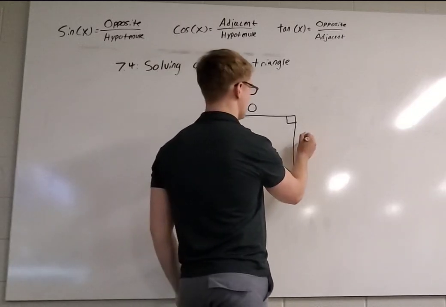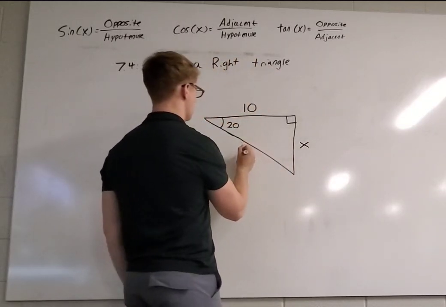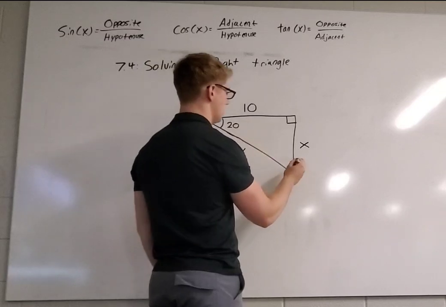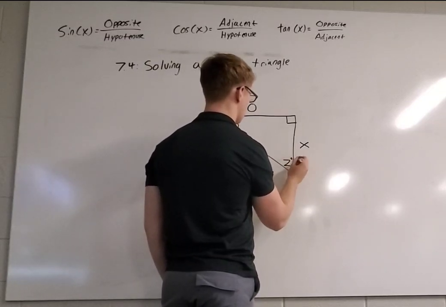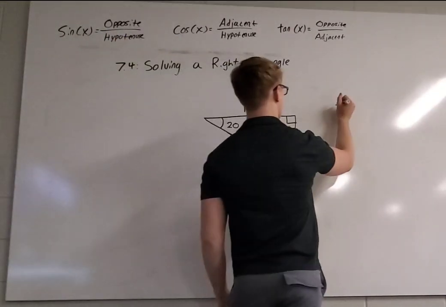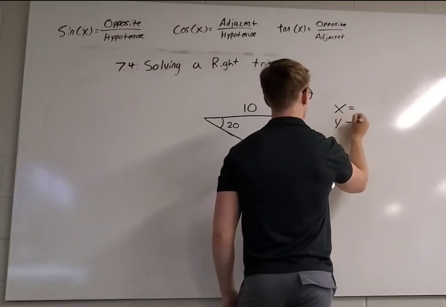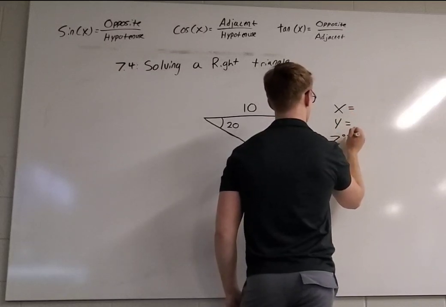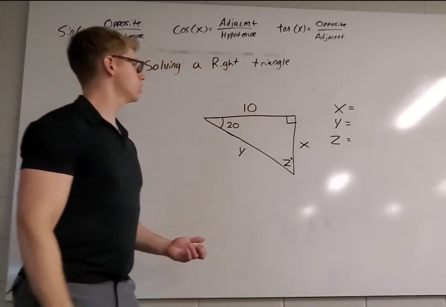First one's going to be this side here. We don't know what it is. We've got to solve for it. We also need to solve for this side, and we need to solve for this angle there. So I'm just going to use x, y, and z as my variables, and I'm going to write these over here just to keep track of what we have gotten. So I'm going to start by solving for x.